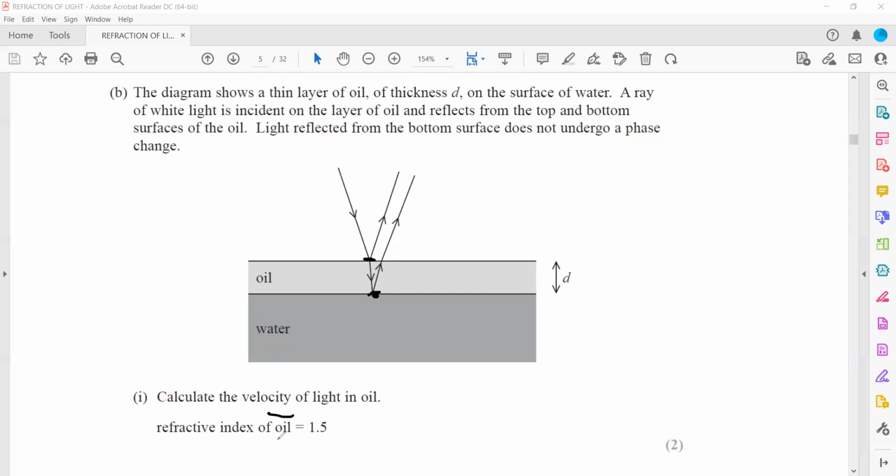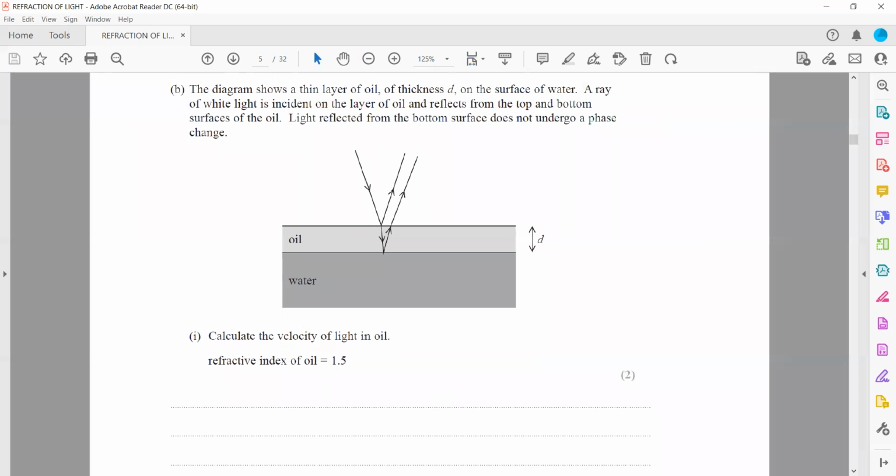Calculate the velocity of light in oil, where the refractive index of the oil is 1.5. Remember, we always consider the refractive index of air to be 1. So we have the formula here. We don't have the angle, and we know the refractive index and speed are inversely proportional. Higher refractive index, smaller speed; smaller refractive index, higher speed. So here the velocity in air is v1, and in the oil the velocity is v2.